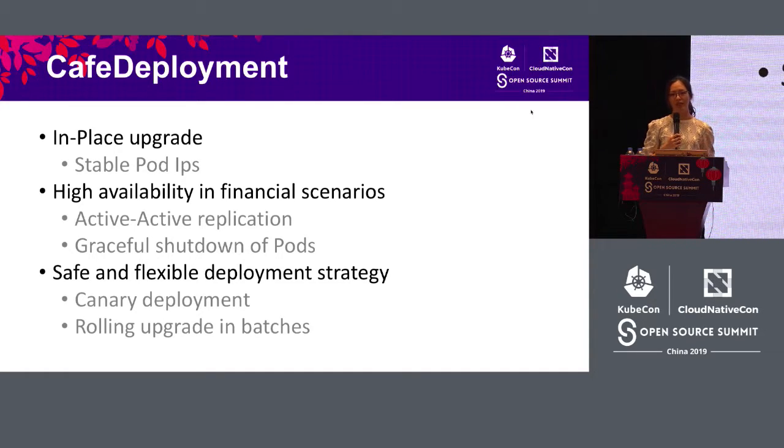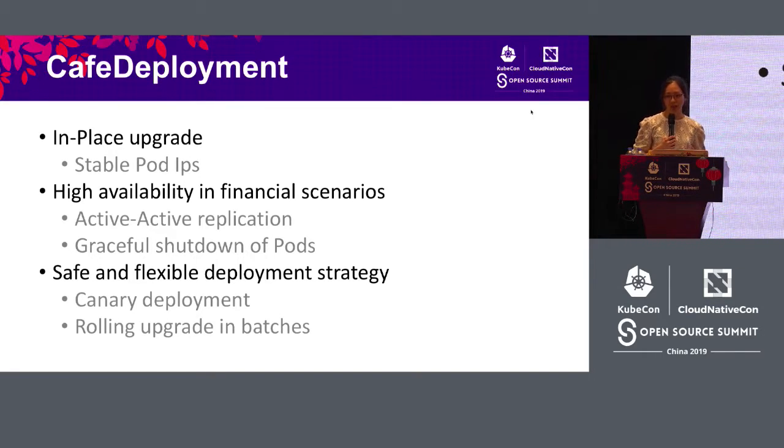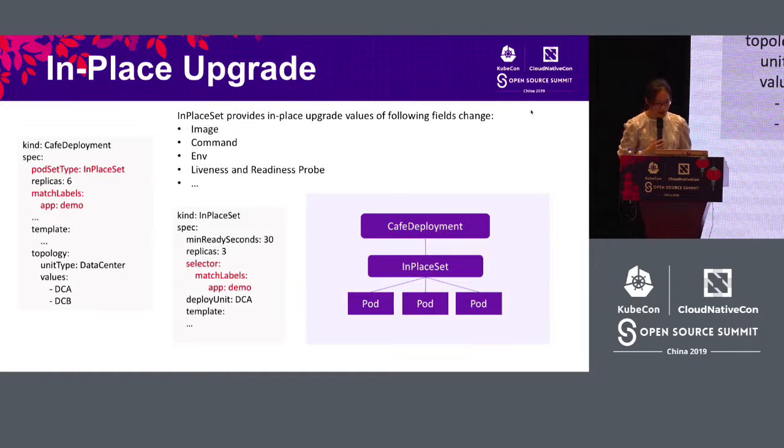The official Kubernetes also has the capability of graceful shutdown, but if the concurrency accumulates to a certain amount, the pod cannot achieve a fully graceful shutdown. And the cafe deployment supports safe and flexible deployment strategy, and there's a beta or the rolling update in batches, so that they can have accurate control of the deployment process, and they have enough time for verification. So these are the three features of a cafe deployment.